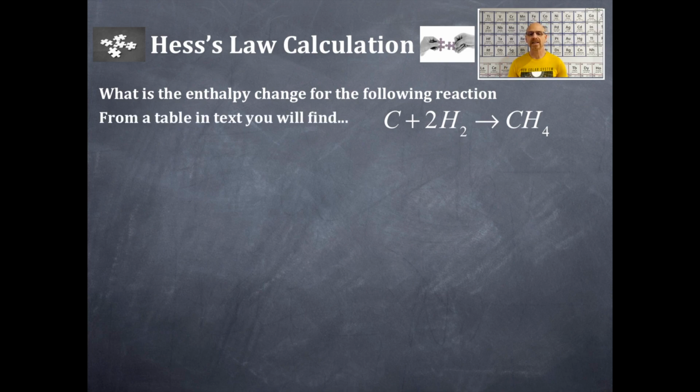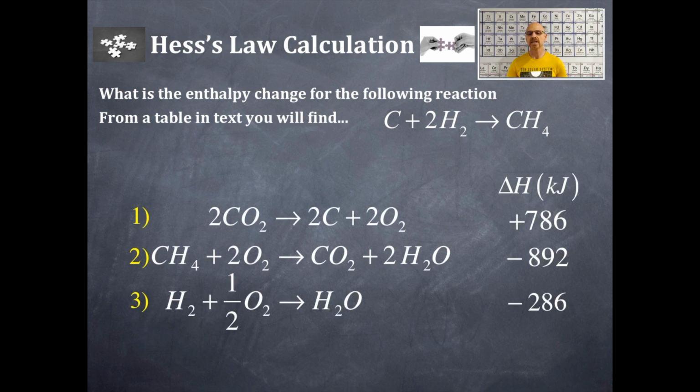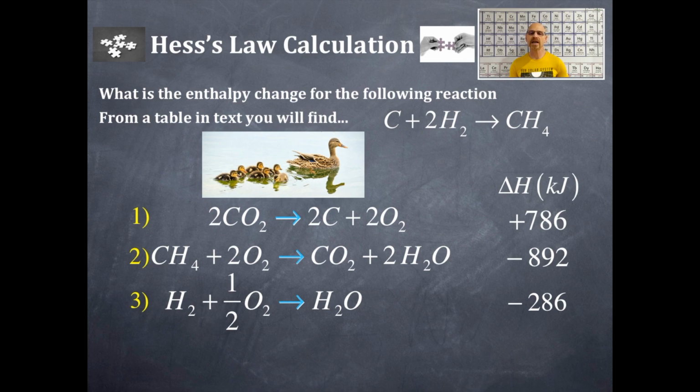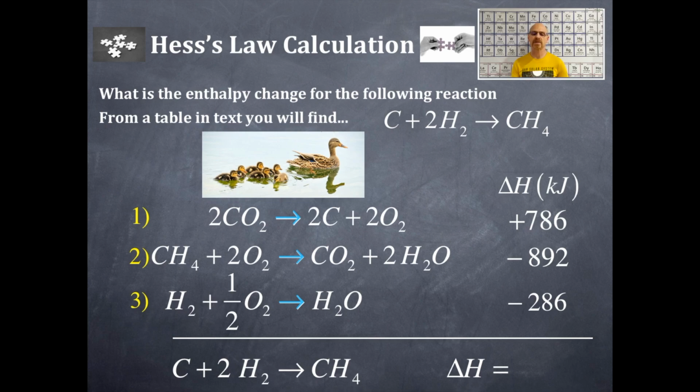From a table in your textbook or the appendix in your textbook, you will find the following information. You will find these three reactions with their delta H's, that's enthalpy values in kilojoules. Somehow I need to work with these three equations and those numbers to get what I want. Notice that all my ducks are in a row. I got the reactants on one side, the products on the other side, but vertically all my ducks are in a row. The separation between the reactants and products is very critical so that you can do the problem much simpler. Ultimately, we're going to add up these three reactions, and we are looking for the delta H for the below reaction. That's what we're solving for.